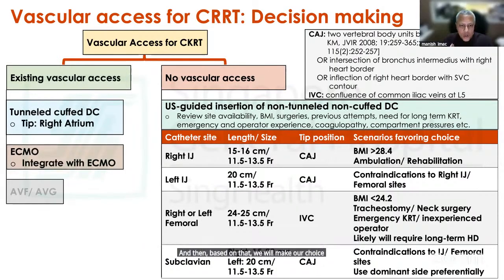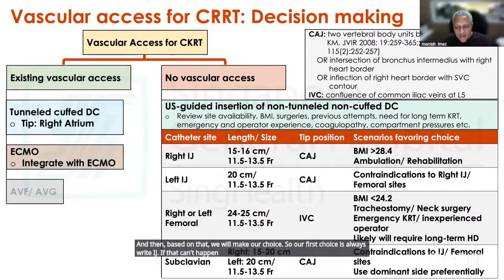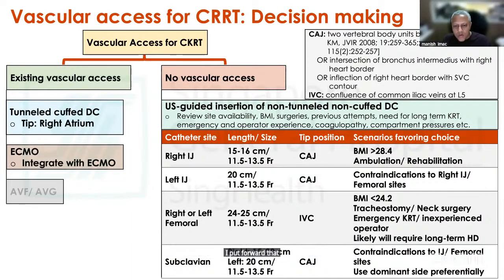So our first choice is always right IJ. If that can't happen, then the next choice is a femoral. And if that can't happen, then our last choice is actually the left IJ catheter. And then these are some of the remarks that I put forth, in addition to what we have discussed in the last 30 minutes or so.